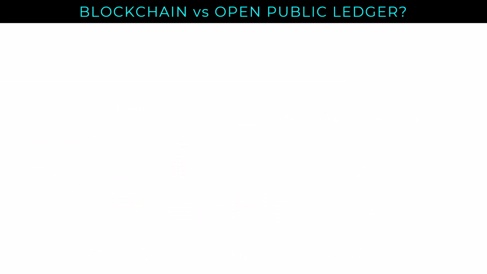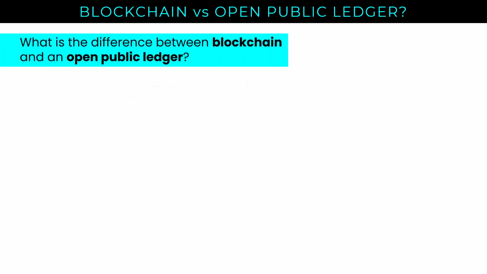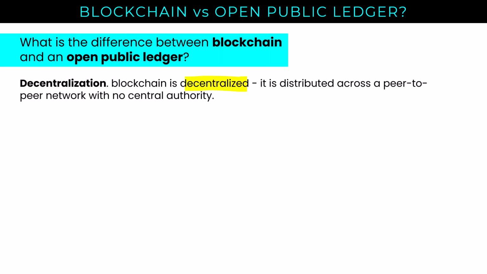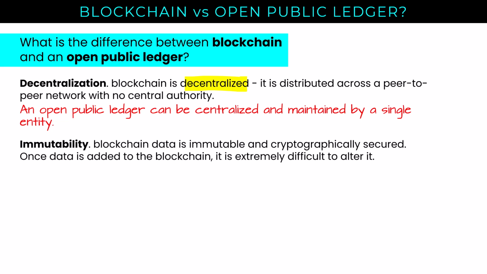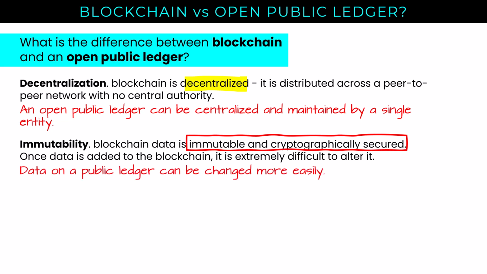Next, we have the open public ledger, and I think the easiest way to understand an open public ledger is to compare its characteristics to the blockchain. So the first is decentralization. Blockchain is decentralized. It is distributed across a peer-to-peer network with no central authority. An open public ledger, on the other hand, can be centralized and maintained by a single entity. Immutability. So blockchain data is immutable and cryptographically secured. Once data is added to the blockchain, it is extremely difficult to alter, whereas data on a public ledger can be changed more easily. Then there's the matter of validation.